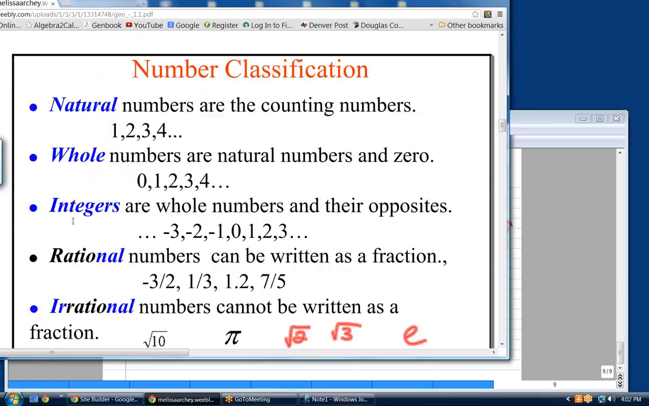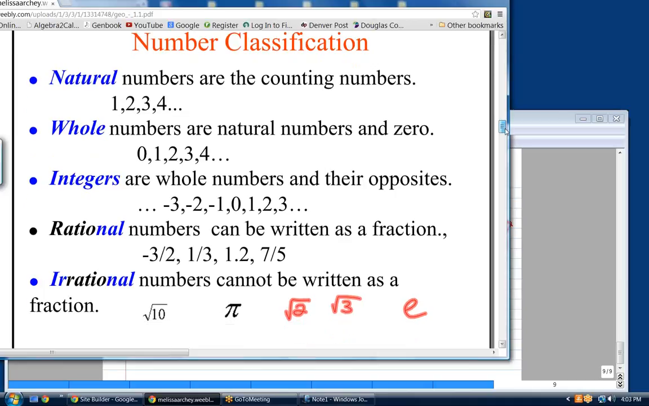Oh, here's the different sets of numbers. We have natural, whole, integers, rational, and irrational. Okay, this is the part I didn't see before. All right, that's what I was saying that she wrote down. Yes, yes, yes.